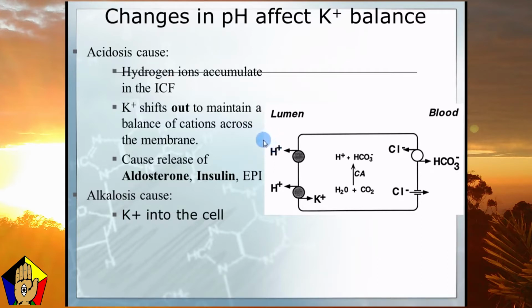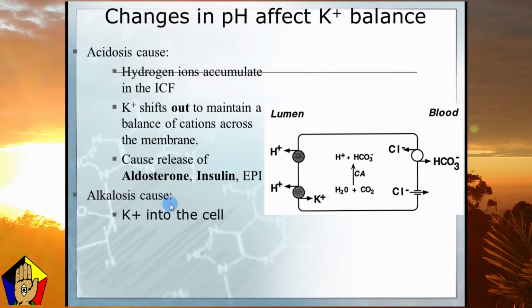So what would you expect to happen to potassium? As acid rises, these cells are going to pull hydrogen in. What are they going to do to potassium? Kick it back out. So they'll kick the potassium out. So in states of acidosis, you have to be careful because potassium levels will start going up, causing heart issues.